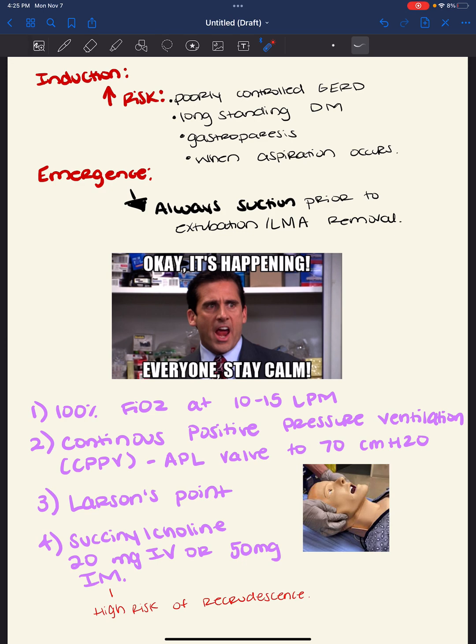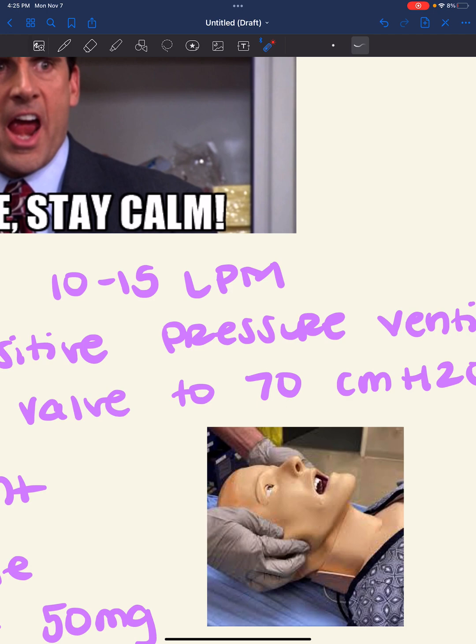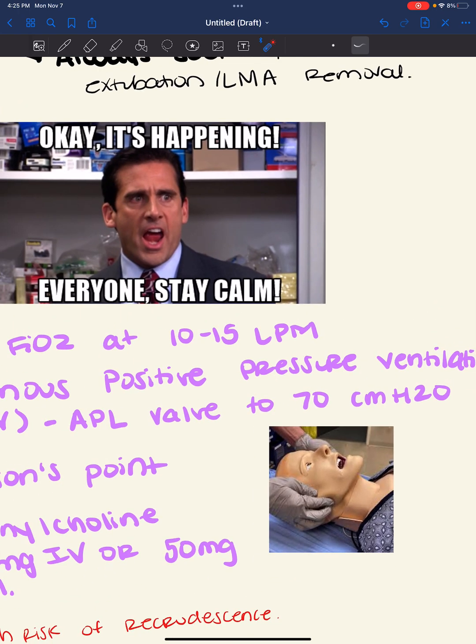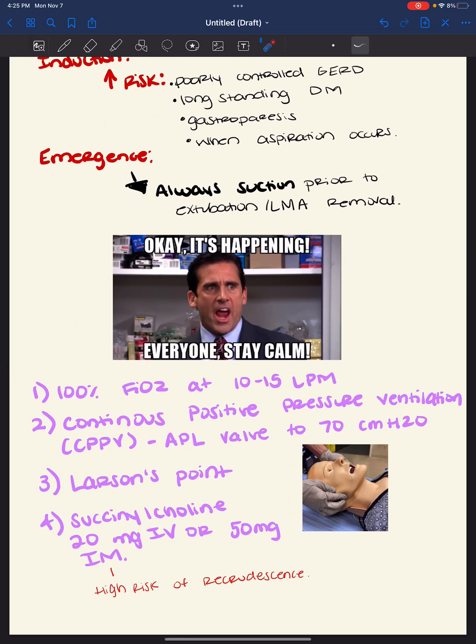And if that doesn't work, then the third thing that you would do is Larson's point. Larson's point is a known trigger point that often helps break laryngeal spasm. This is between the mastoid process and the mandible, and you're going to apply firm inward and upward pressure. Hopefully this should break the laryngeal spasm within 20 to 30 seconds. But if that doesn't work, then the last thing that you do is give succinylcholine, 20 milligrams IV or 50 milligrams IM, in order to paralyze the vocal cords and stop the laryngeal spasm.